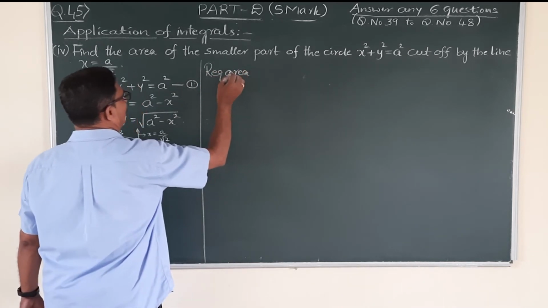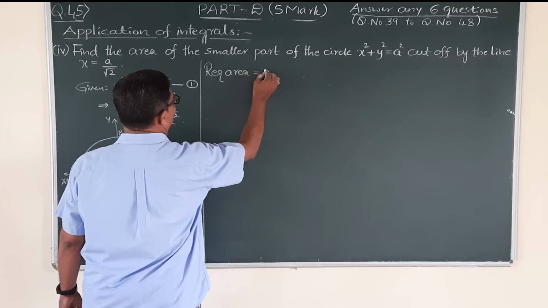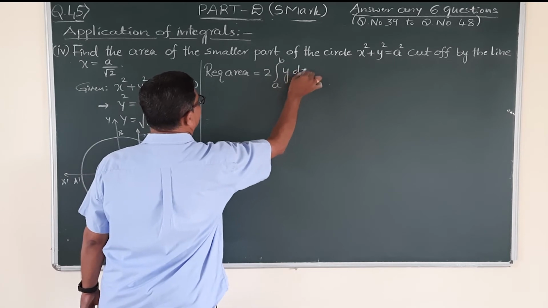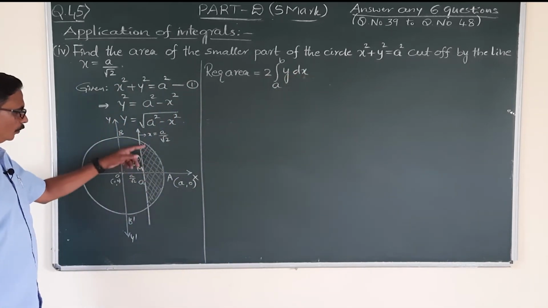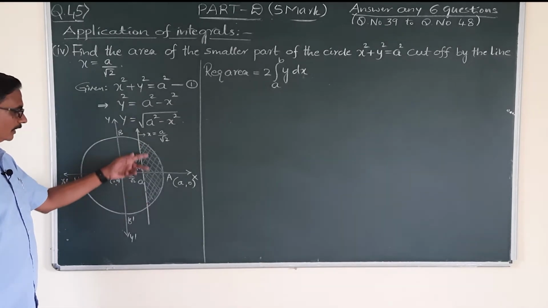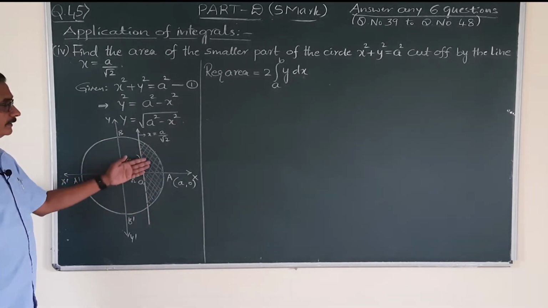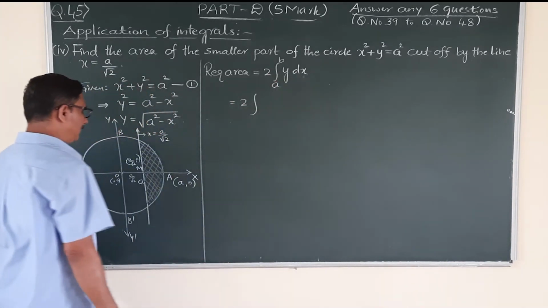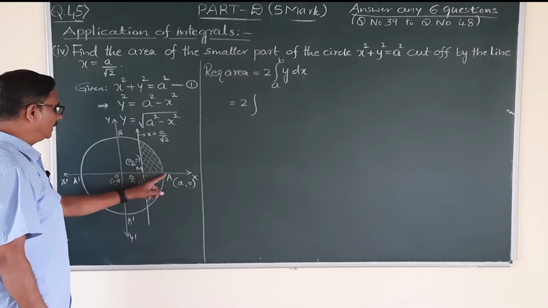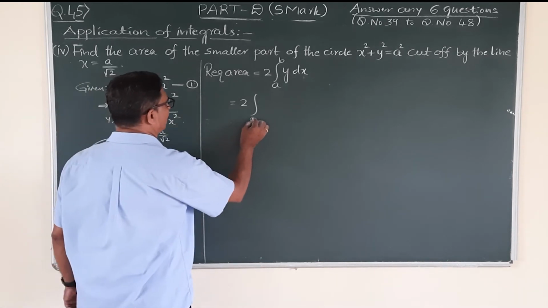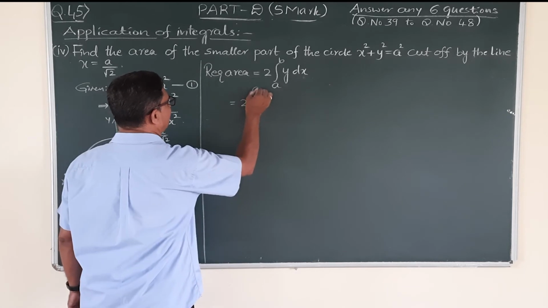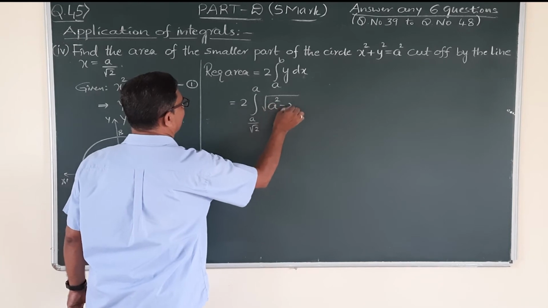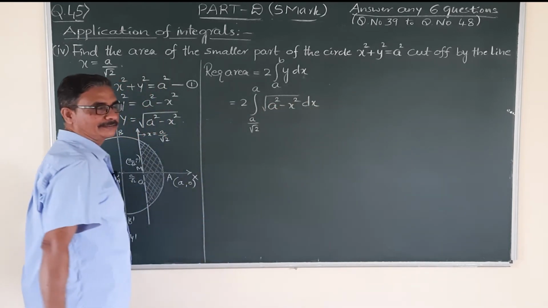Required area of the smaller part of the circle is equal to 2 times integral from a to b of y dx. Why do we take 2? Because there are two quadrants, first and fourth quadrant. It is symmetric, there are two parts. That's why we take 2 into. So that is 2 into, where a and b are the limits. Lower limit is M to A; the coordinate of M is a by root 2. Lower limit is a by root 2, upper limit is a, y dx, where y is under root of a square minus x square with respect to x.